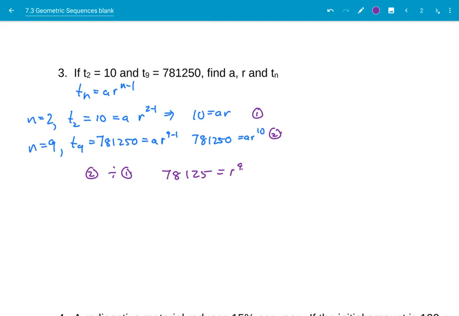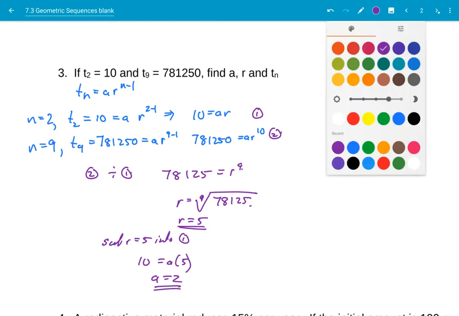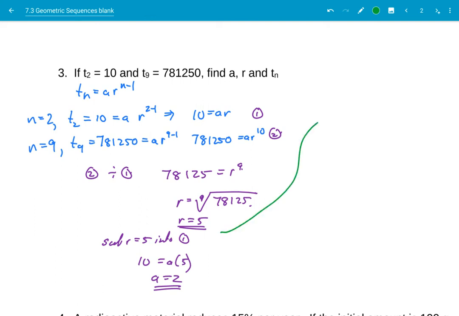The eighth root of 78,125 is 5. Okay, so we have r, that's the first thing we found. Sub r equals 5 into equation 1. Get 10 is equal to a times 5, so a is equal to 2. So there's the second thing we were asked to find. And then finally, using these two things, we find Tn. So we have 2 times 5 to the n minus 1, and that's Tn.